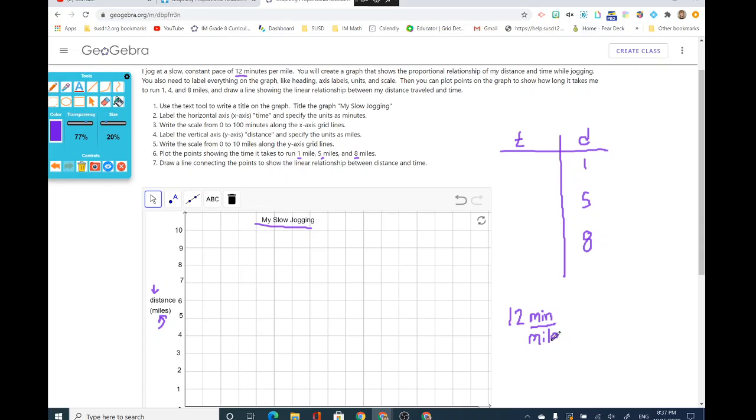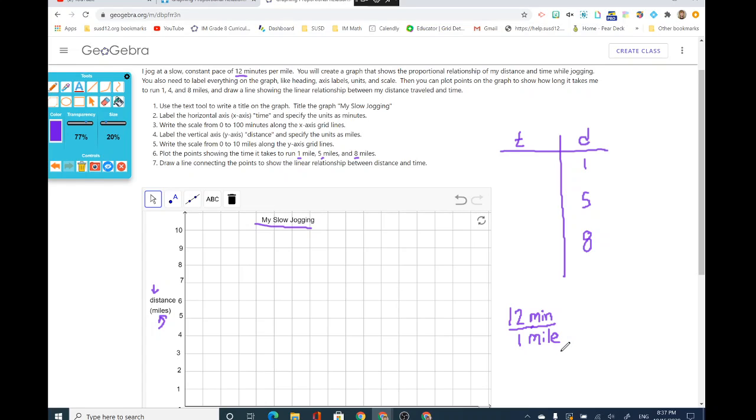So K is our constant, our proportional constant. And it tells me for every mile it takes 12 minutes. You could also look at it this way. 12 minutes per 1 mile. That ratio stays constant. That proportion stays constant.